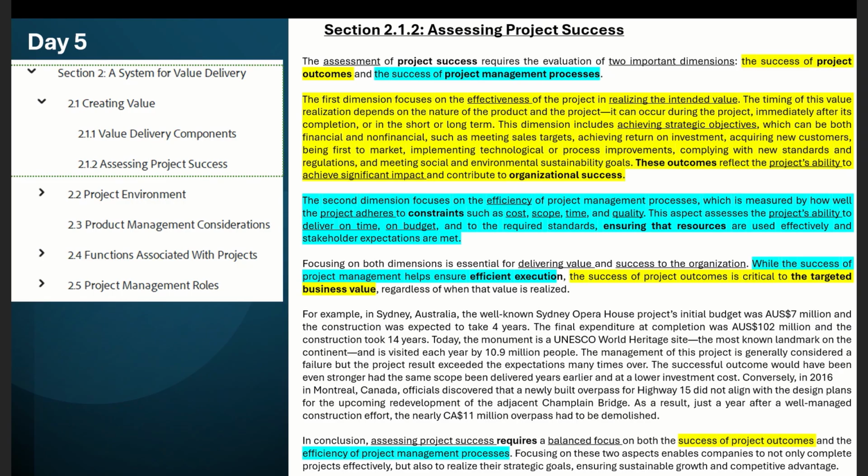You can find a specific example so that you can understand this part a little more and how to assemble this project. And don't forget the two dimensions. First of all, project outcomes, and second of all, the project management process.